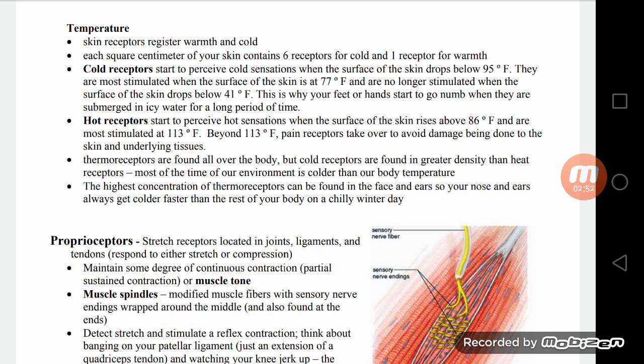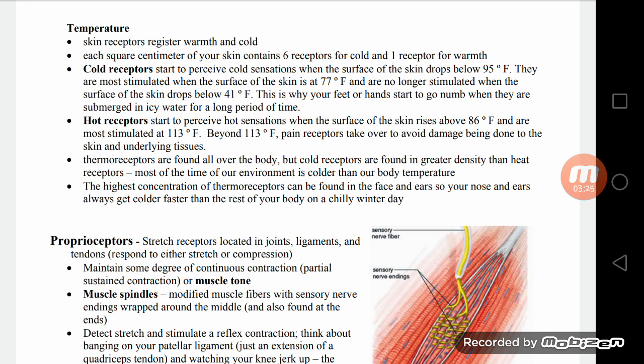This is why your feet or hands start to go numb when they are submerged in icy water for a long period of time. Hot receptors start to perceive hot sensation when the surface of the skin rises above 86 degrees Fahrenheit and are most stimulated at 113 degrees Fahrenheit. Beyond 113 degrees Fahrenheit, pain receptors take over to avoid damage being done to the skin and underlying tissue.